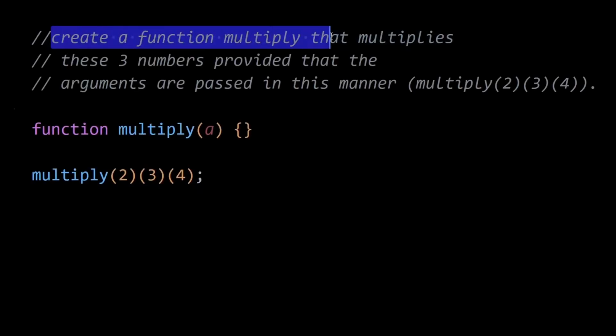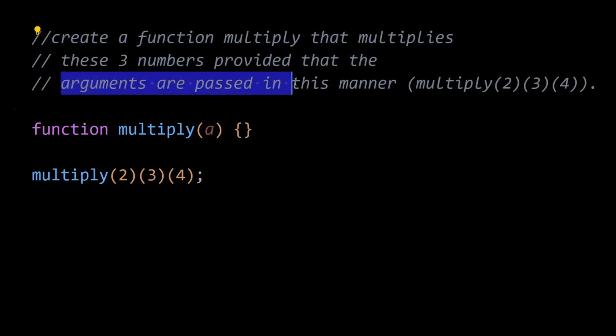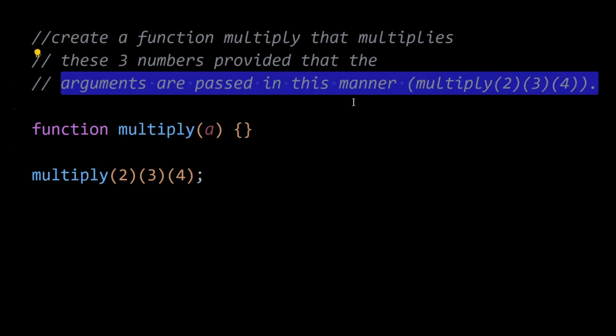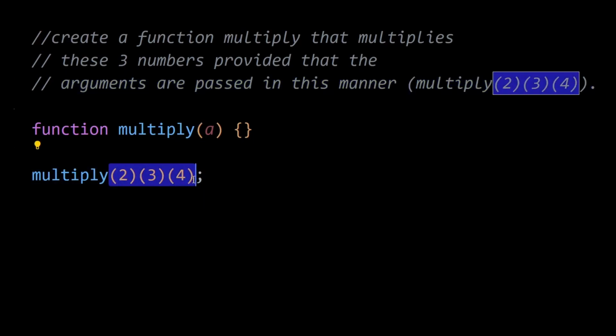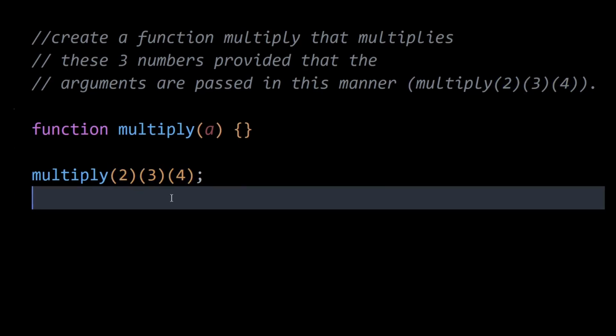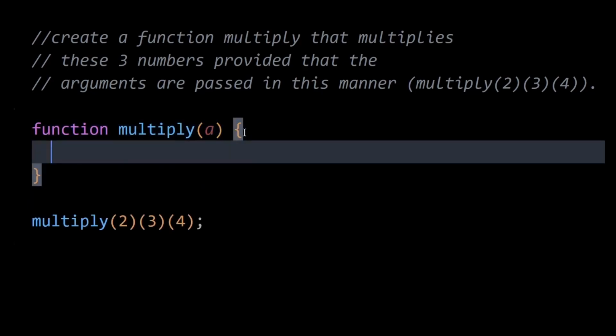Now moving on to the second question, which says create a function multiply that multiplies these three numbers provided that the arguments are passed in this manner. Well, someone new to JavaScript might think what this 2, 3, 4 in curly braces are, but it's a simple example of currying. The goal here is to create a function called multiply that can be called in a chain like multiply(2)(3)(4) and returns the multiplication of three arguments 2, 3 and 4, which equals 24.